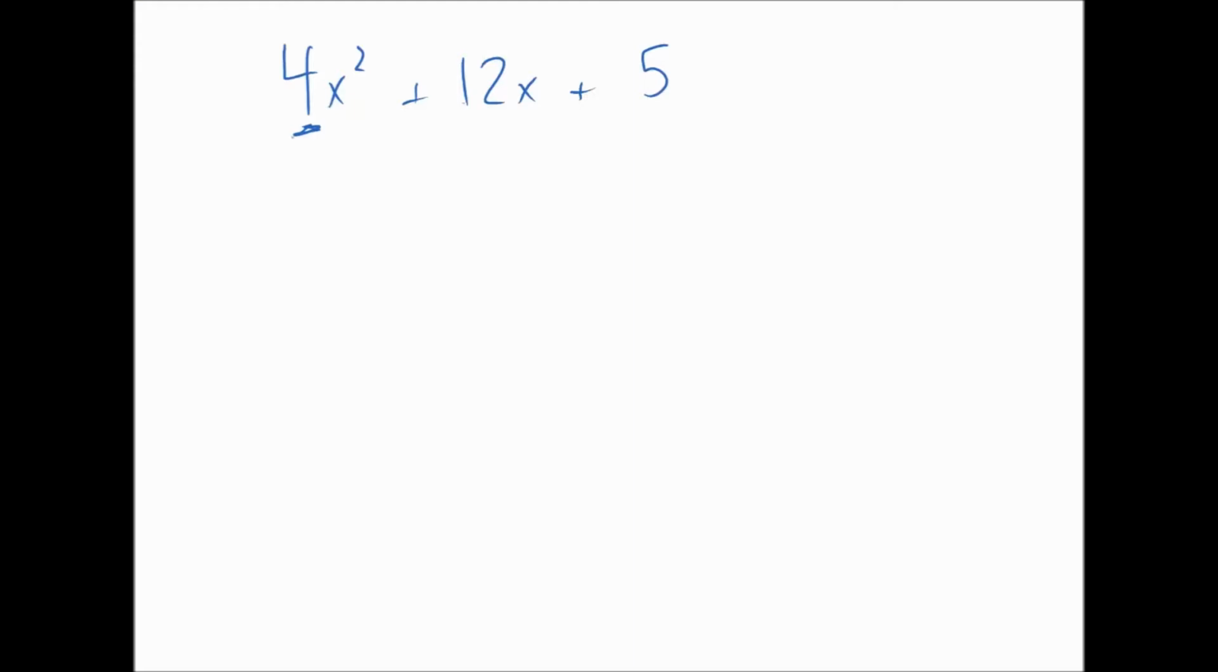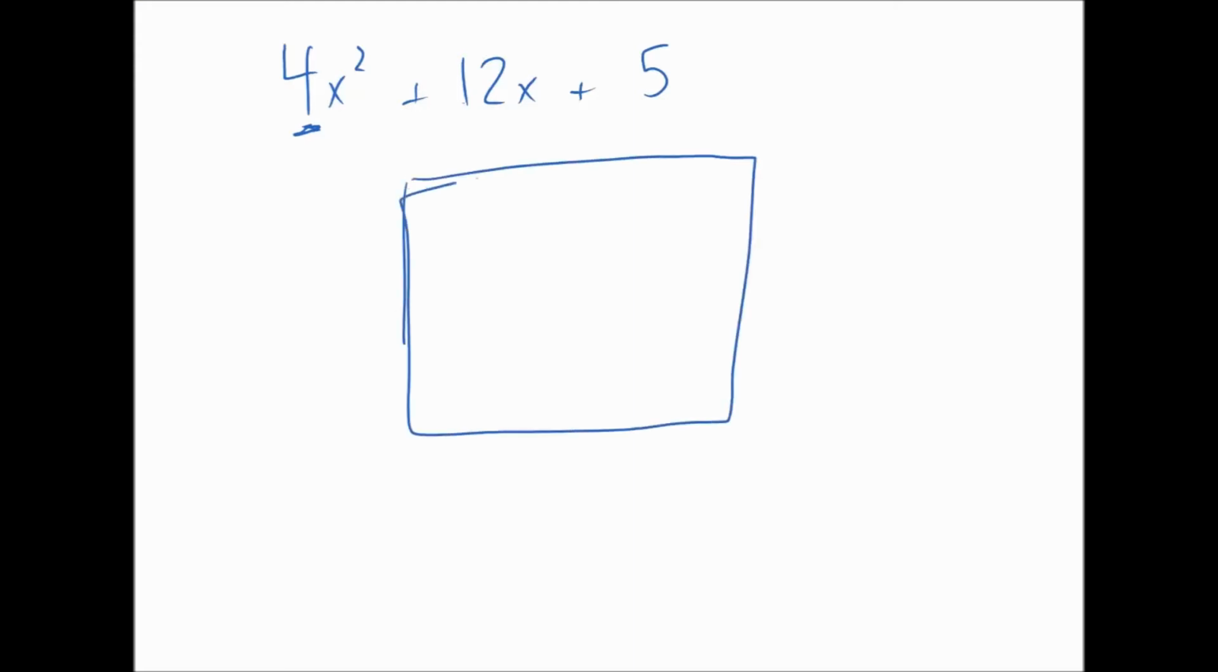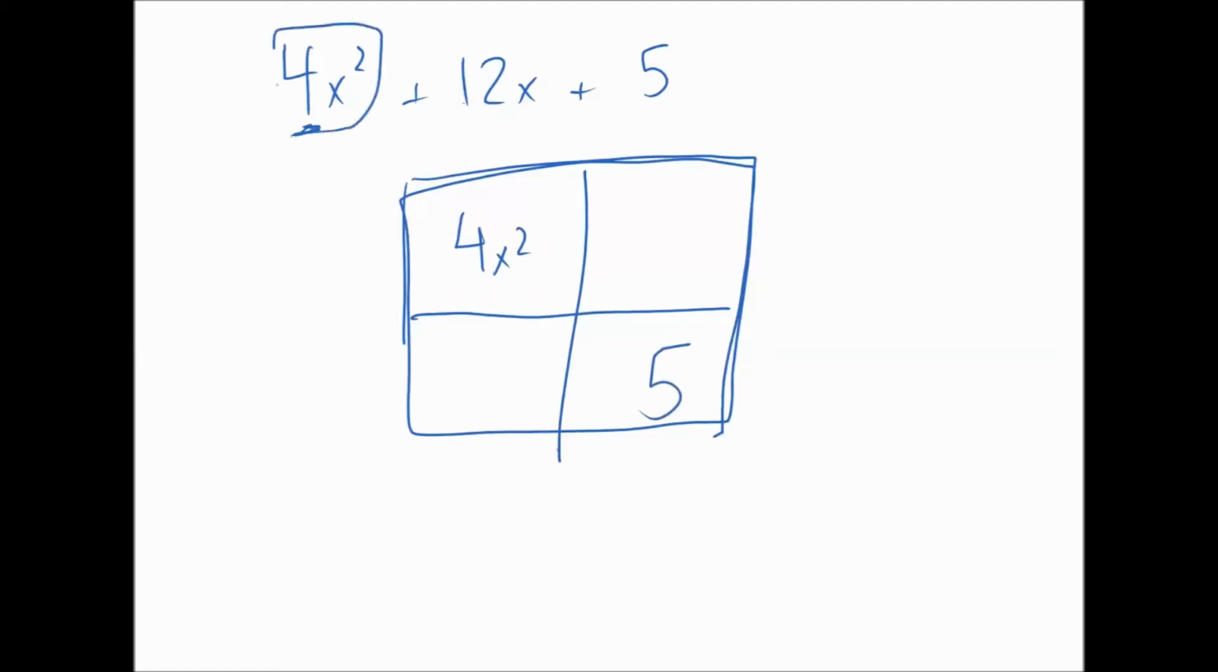Before you even try to factor, you need to look and make sure you can't take anything out of this equation. You can't factor anything big out, which you cannot. And I'll show you what I mean in a little bit. But we're going to go ahead and draw this square using this square method. And we're going to put the 4x squared here and the 5 here. So the 4x squared and the 5.